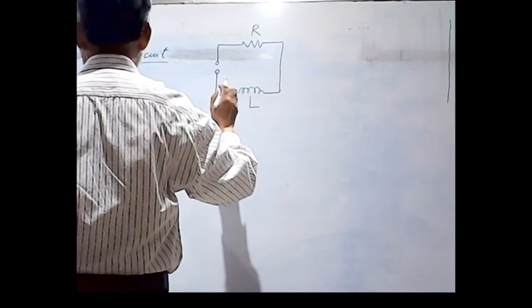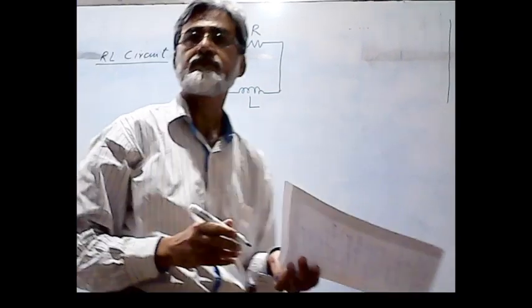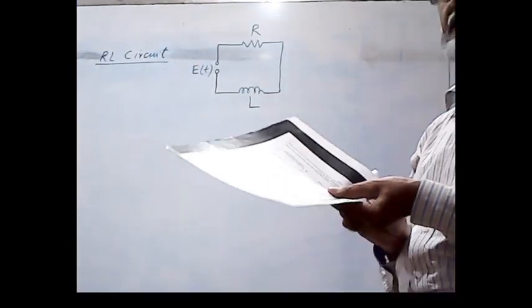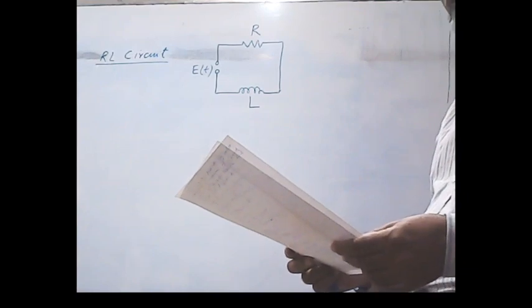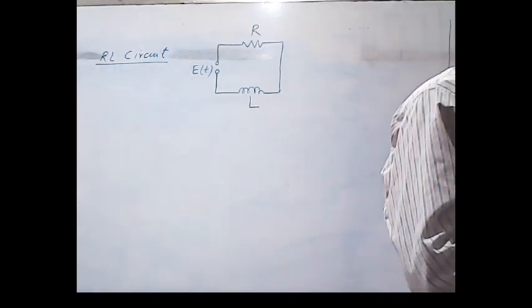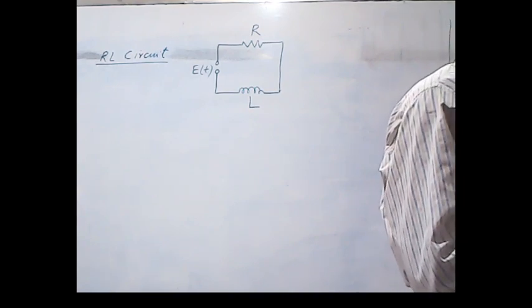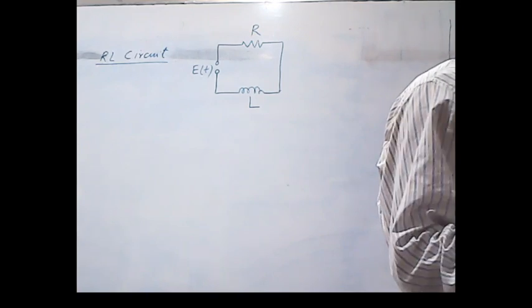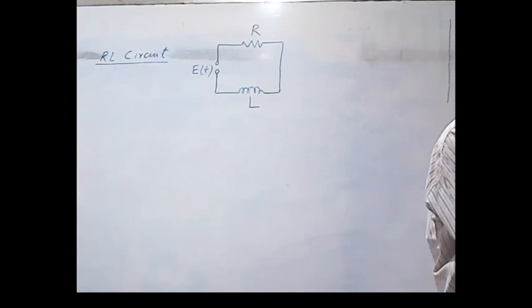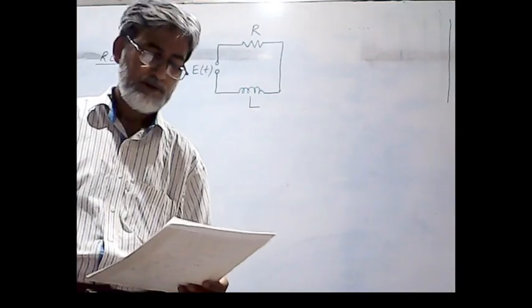RL circuit with E of t. R, capital R, means resistance, L means inductance, E is voltage, EMF.